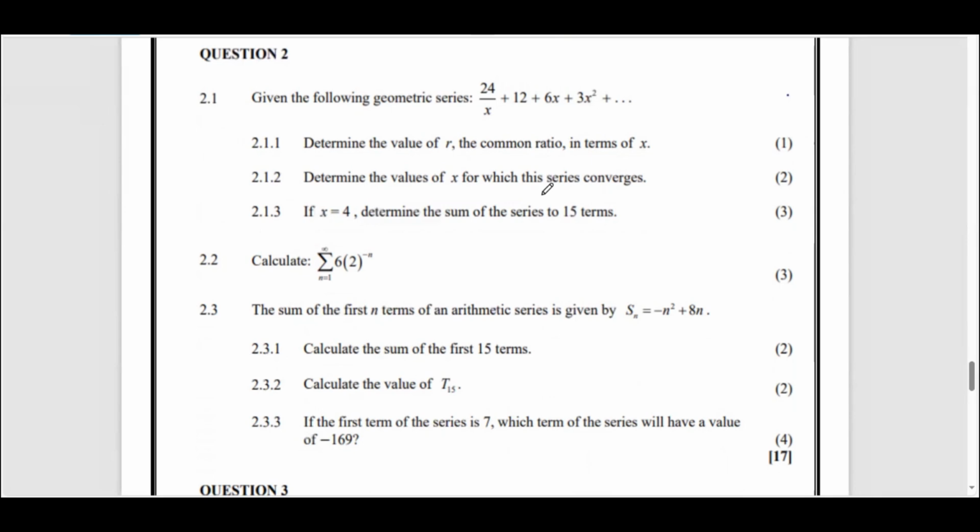2.1.1, given the following geometric, they want us to determine the common ratio in terms of x. Remember, I can use T3 over T2 if I'm scared of this fraction. So I'll have 6x over 12, which is basically a half of x, or also the same as x over 2. There is no problem. Then determine the values of x for which the series will converge.